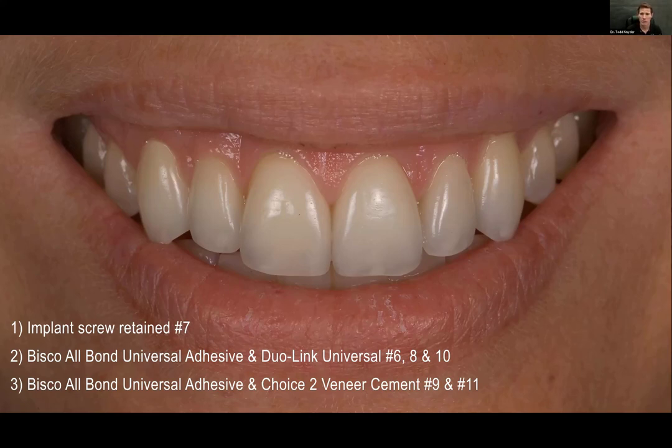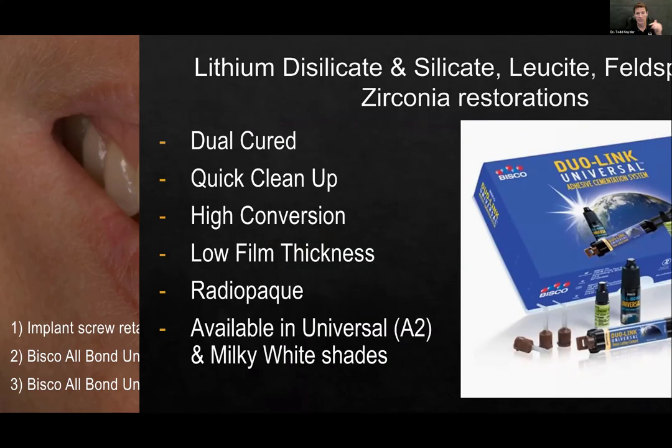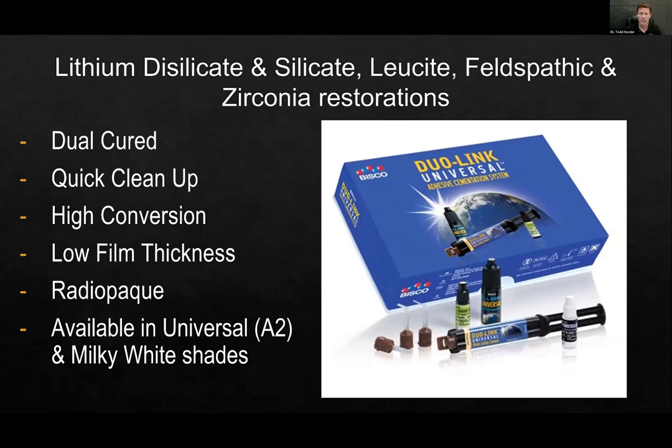If I have to make sure a little light gets through, let's say an e.max crown here, then I went to a dual cure. I can't stress that enough. It's very simple. The cool thing about it is that with the Duo-Link Universal, as well as the light-cured Choice 2, you're using the same bonding agent. You're not having to add extra steps or extra bottles. It works with the systems.